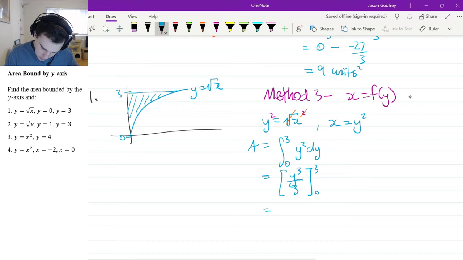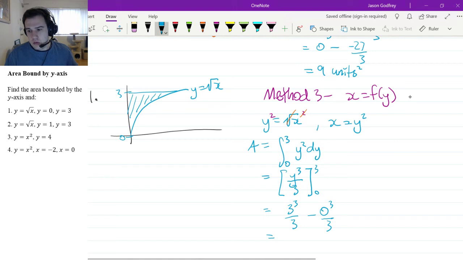So if we sub 3 in, we get 3 cubed on 3 minus 0 cubed on 3, which is 3 cubed is 27, over 3 is 9, minus 0 is 9 units squared. So again, 3 different approaches, but we got the same result with all of them.